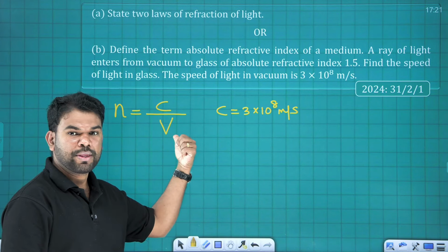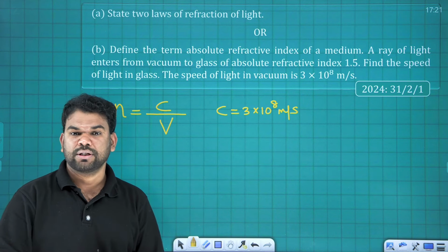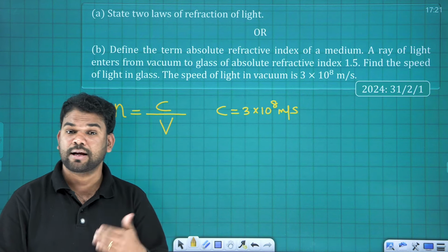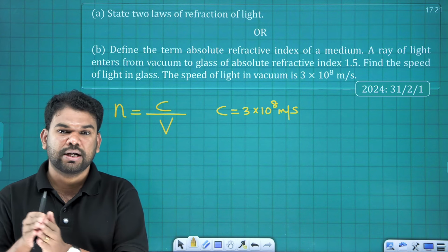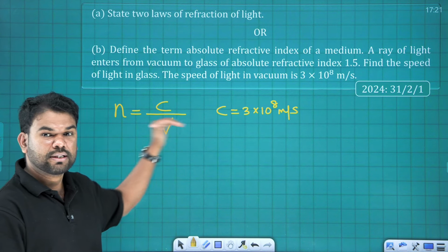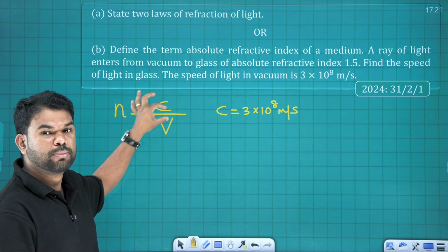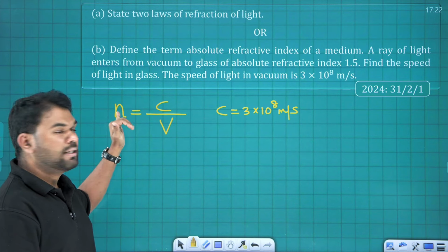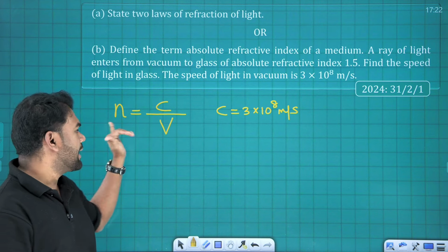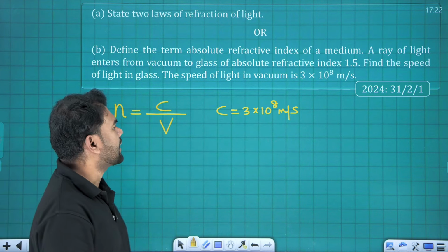Whenever an absolute refractive index related question comes, you have to write the sentence or definition first, then write the equation. Similarly, for Snell's law I just told you, the ratio of the sine of the angle of incidence to the sine of the angle of refraction will be a constant. So first write the words, then write the equation. Here also, first write the definition correctly: it is the ratio of the speed of light in vacuum to the speed of light in the medium. Then after the definition, write this equation also. C value, you know, is 3 into 10 raised to 8 meter per second.